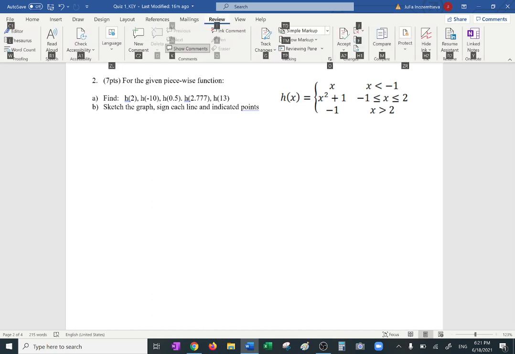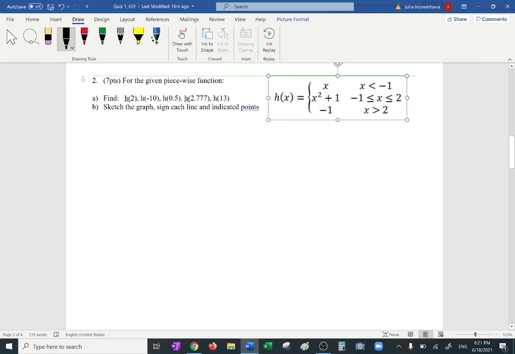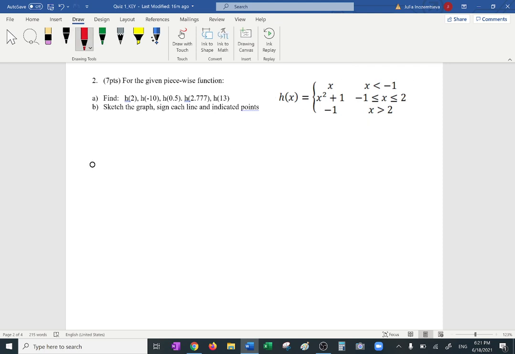For the piecewise functions, you need to be careful and think about everything. What are we working with? Usually this is how I explain it. I name each function: function number 1, function number 2, and function number 3. And then I sketch the diagram of what is going on here.